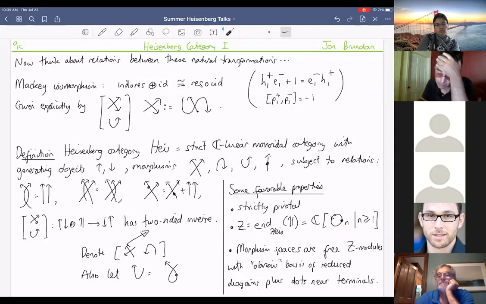And then a general morphism space in this monoidal category, they're all modules over the center, of course. And it turns out that all the morphism spaces are just free as modules over the center. And there's an obvious basis given by reduced diagrams where no string crosses another string twice and so on. And then you've got these dots. You can put some number of dots on the end.